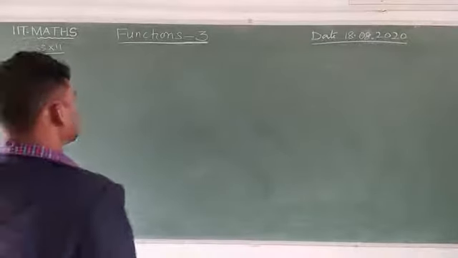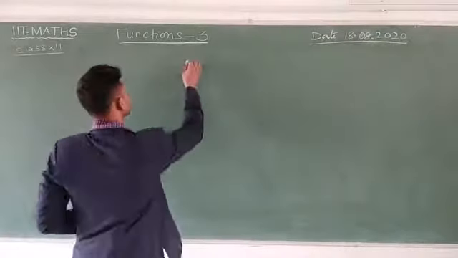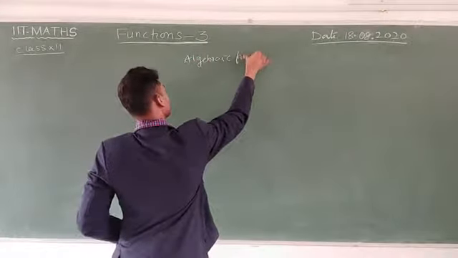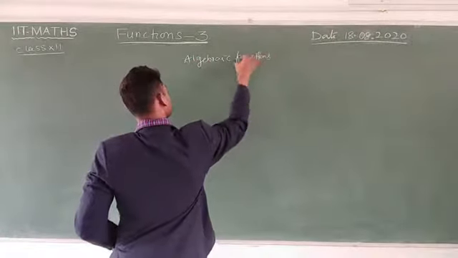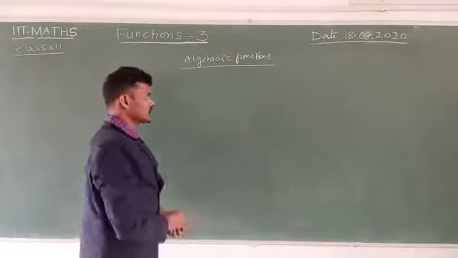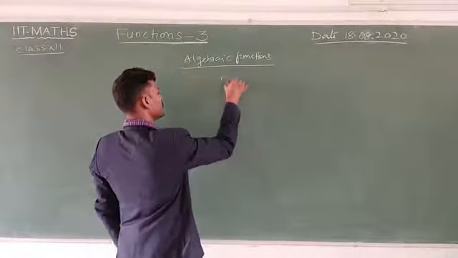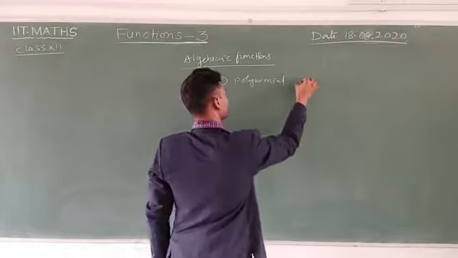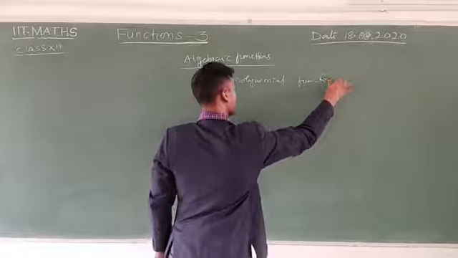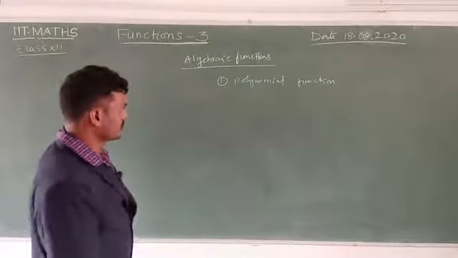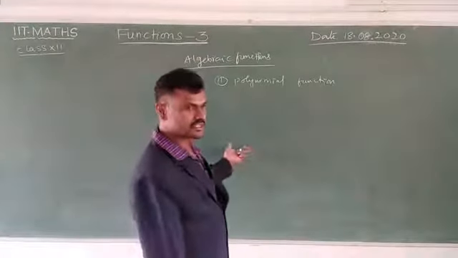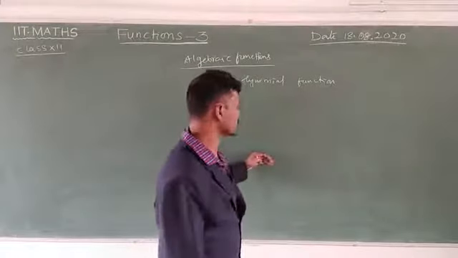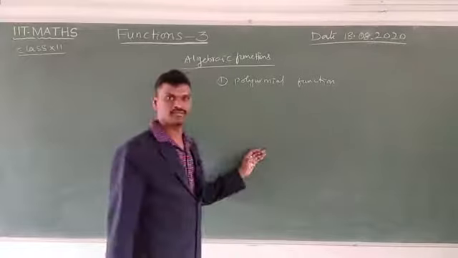Now we have to discuss algebraic functions. See here, algebraic functions. The first one is the polynomial function. Next are rational functions, irrational functions, piecewise functions; different functions are there. First we have to discuss polynomial functions and the types of polynomial functions.